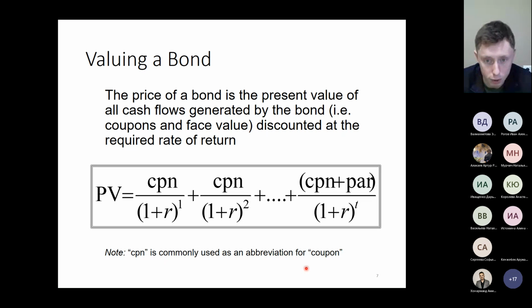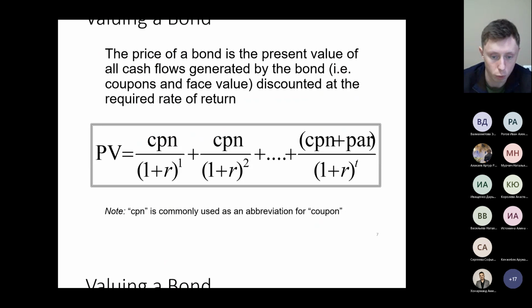This is the present value formula. So this is the present value, the market value of the bond, the coupon payments, and par value. Par value is the face value of the bond. We discount them at the appropriate interest rate to receive its present value. And this would be the value of the bond.